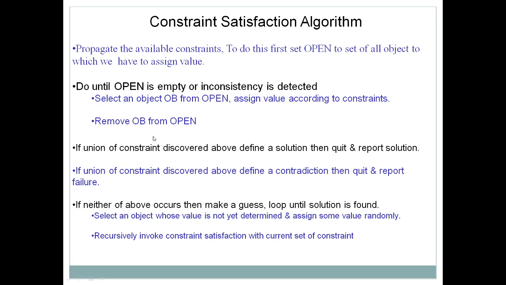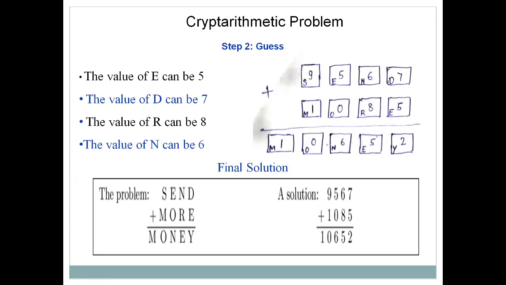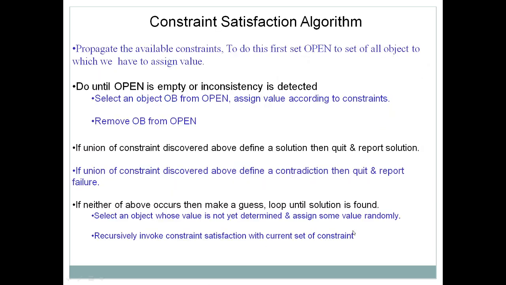If the union of the constraints discovered above defines a solution, then quit and report the solution. That means after assigning all the values to the variables, you need to check whether the constraints are satisfied or not. Our main condition is that you can assign a value only between 0 to 9, and only once. No two alphabets should have the same value. If the union of constraints discovered above defines a contradiction, then you have to quit and report failure. There may be a possibility that sometimes you mistakenly assign the same digit to two different variables. In that case it will not work.